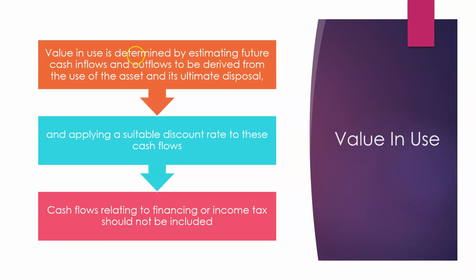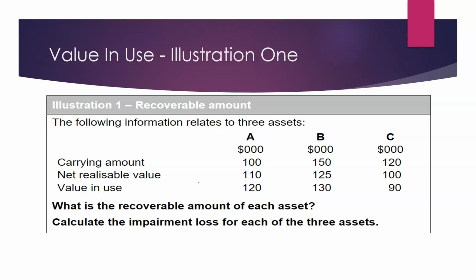Value in use is determined by estimating future inflows and cash flows to be derived from the use of the asset and its ultimate disposal. As I said, you will be given the value in use, and applying a suitable discount rate, that is present value, really, counting. And cash flows relating to finance and income tax should not be included. Here are some basic examples of what I've just been talking about.